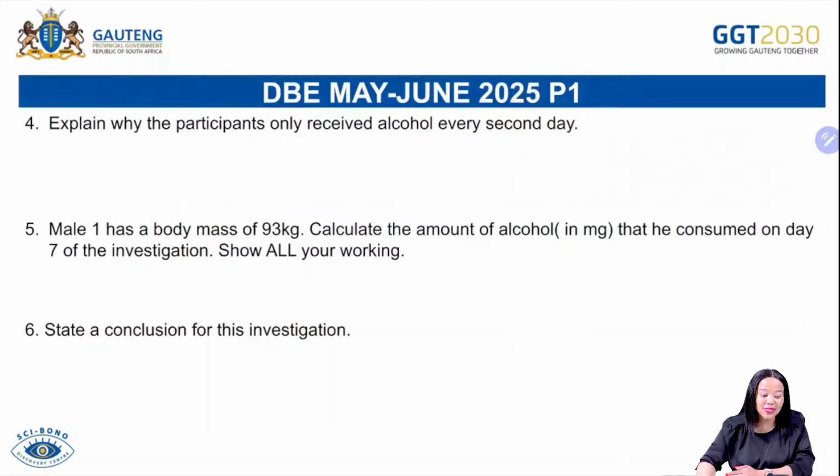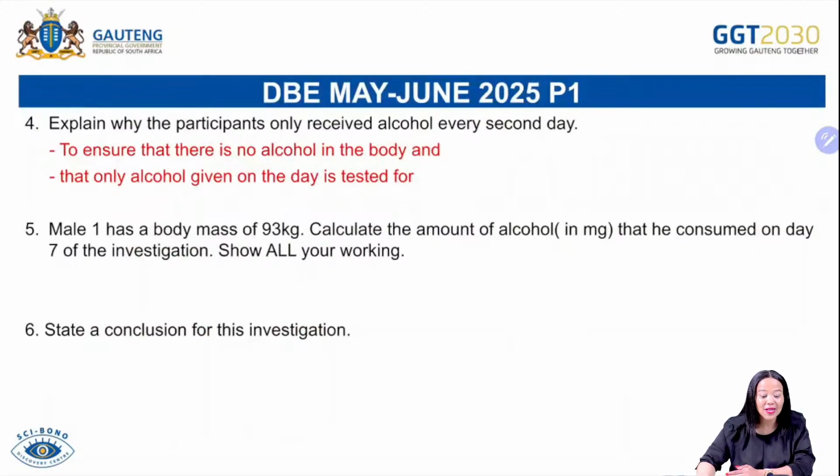Question number 4 says, explain why the participants only received alcohol every second day. Why is it then that the participants never received alcohol every day? Because we had to account, it says that to ensure that there is no alcohol in their body. The only alcohol that they will be tested for is the one that they were provided.